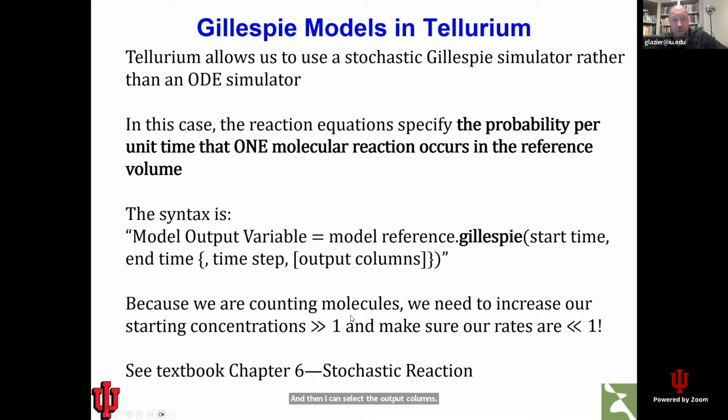Because we're counting molecules one at a time, we're going to need to increase our starting concentrations. If we start with 0.5 as a value, we have no molecules, so nothing will happen. And we also have to be careful because our rates have to be scaled so that they're less than 1. The scaling here is a little bit different, and chapter 6 in the textbook goes through all this in detail. But for tonight, I'd like to just run 2 simple examples to get us through the basics, and then I'd like to run the toggle with the Gillespie.